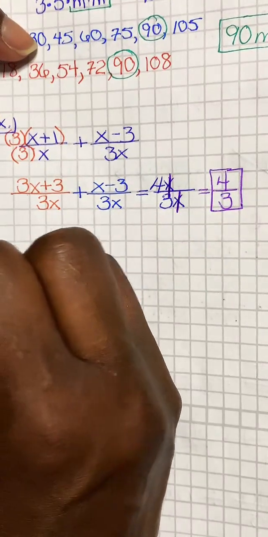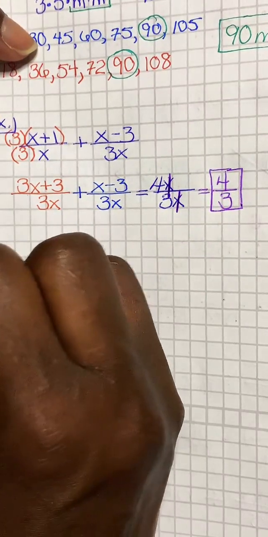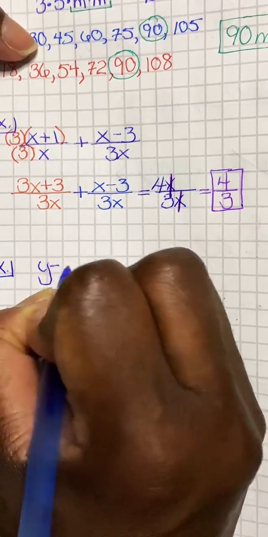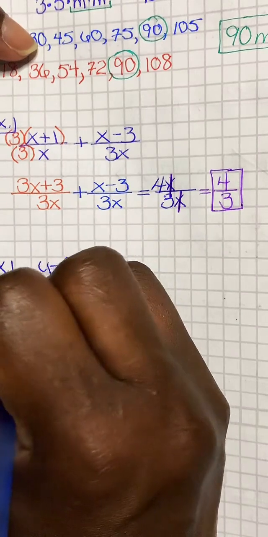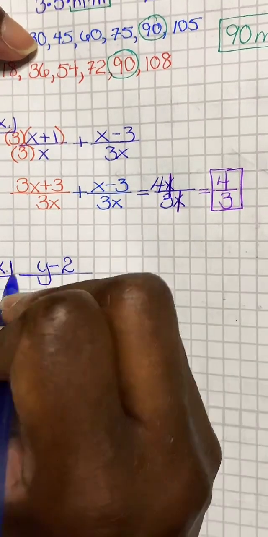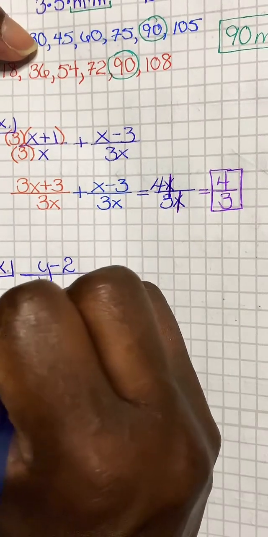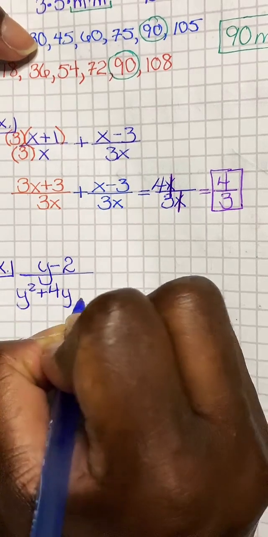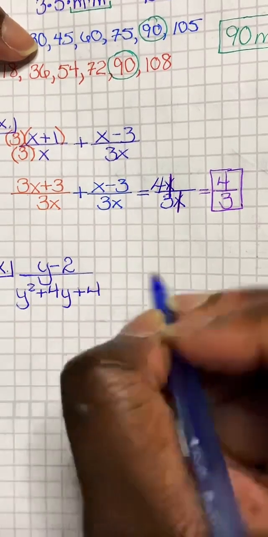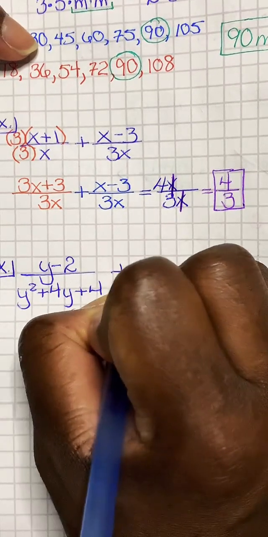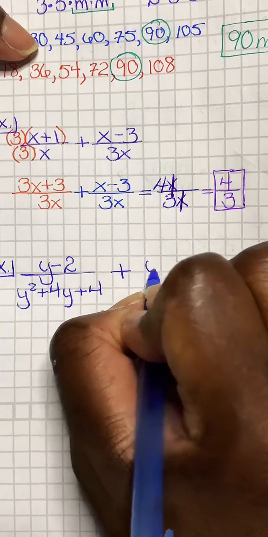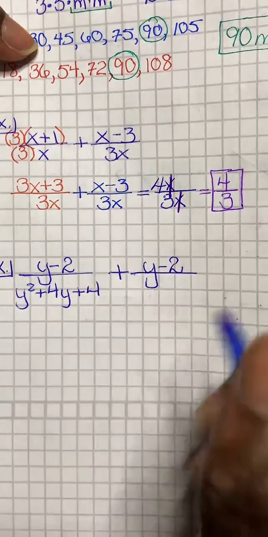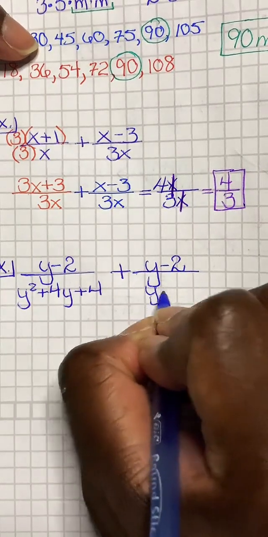So if we have, all right, slightly going to challenge it. y minus 2 over y squared plus 4y plus 4, plus, we're going to add these two together, y minus 2 over y plus 2.